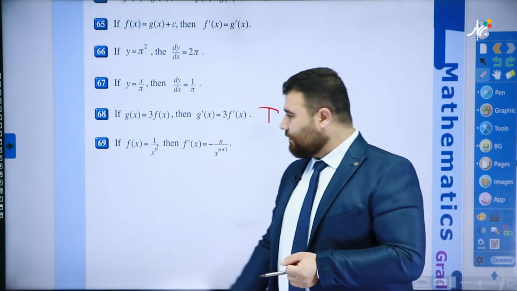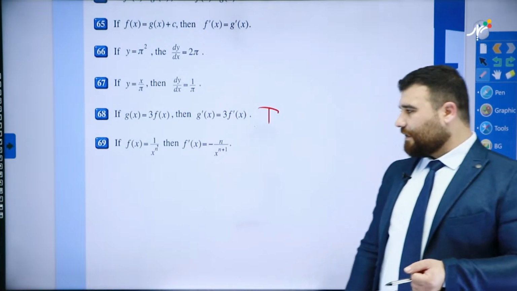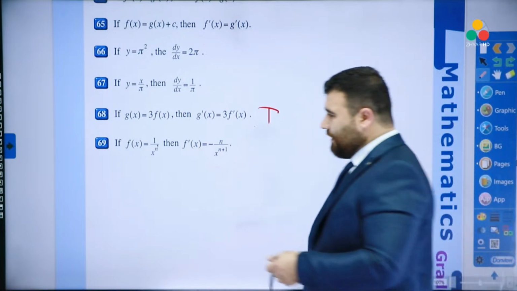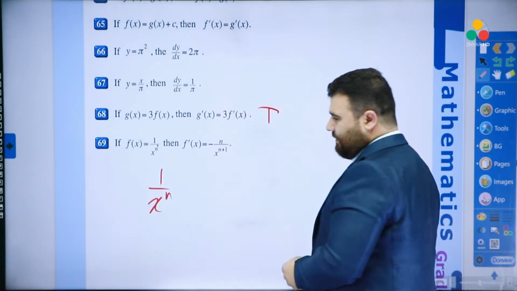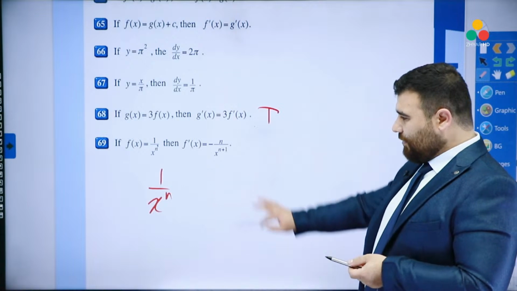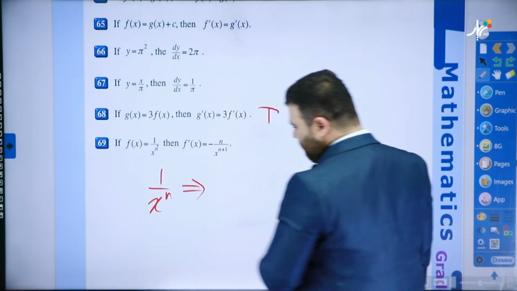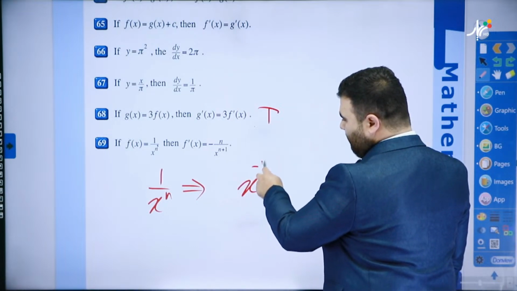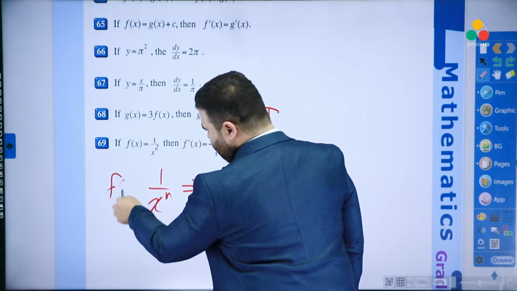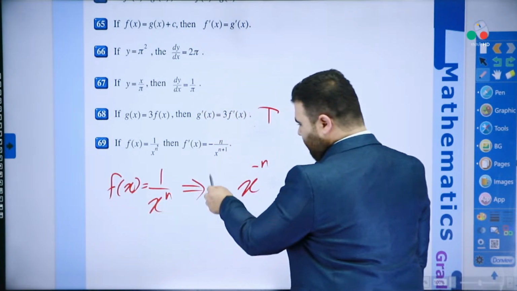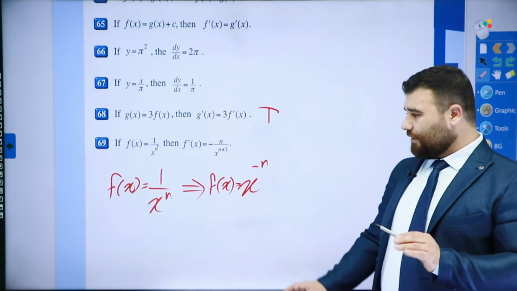If f of x is equal to 1 over x power n, then the derivative is negative n over x power n plus 1. Let's do it. If we have 1 over x power n, this is f of x. If I want to find the derivative, I need to rewrite this to use the power rule. It will be x power negative n. We didn't do the derivative yet, we only rewrote it.